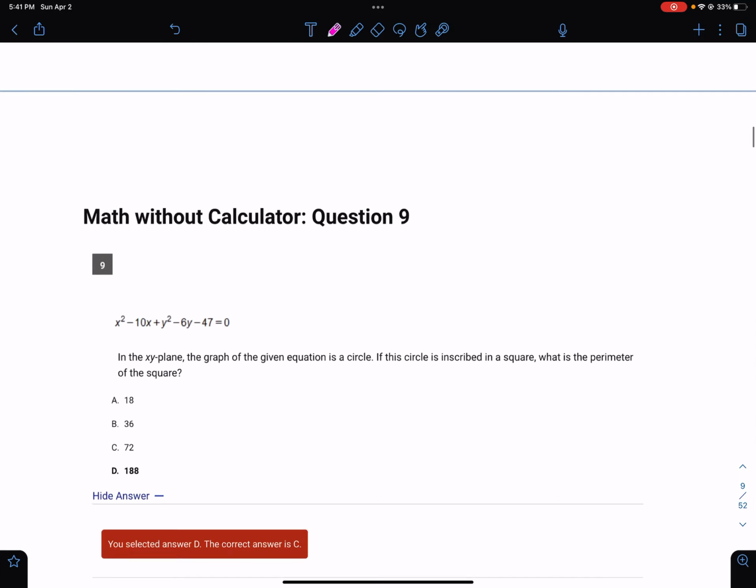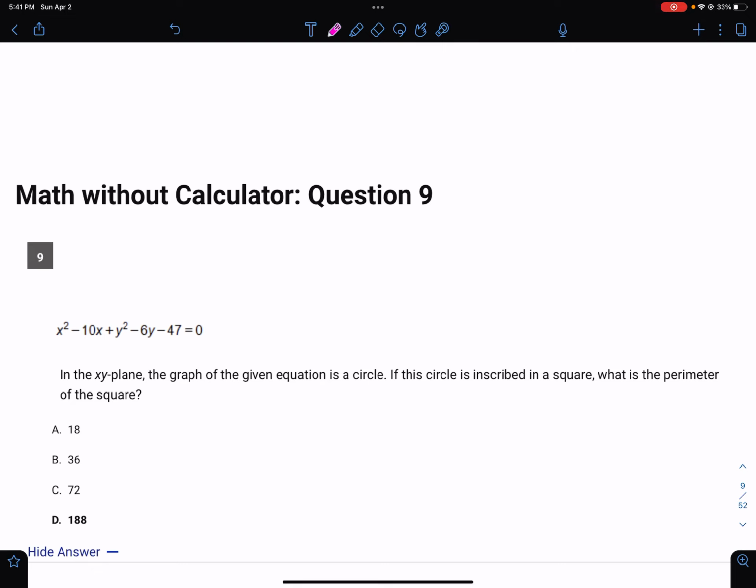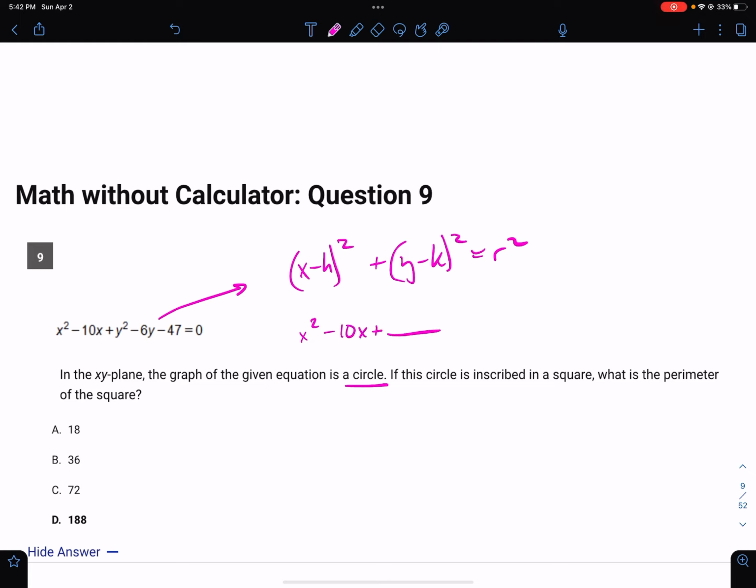Come down here for number 9. Number 9, interesting. This is a circle question. And even before I read anything else, I already know what type of question this is. It wants me to get into x minus h squared plus y minus k squared equals r squared. Really, we have x squared minus 10x plus blank plus y squared minus 6y plus blank equals 47. To complete the square, you need b over 2 squared. So you have 10 over 2 squared is 25, and here you're going to add 9. If you just added 34 to the left side, you must also add 34 to the right side, equaling 81.